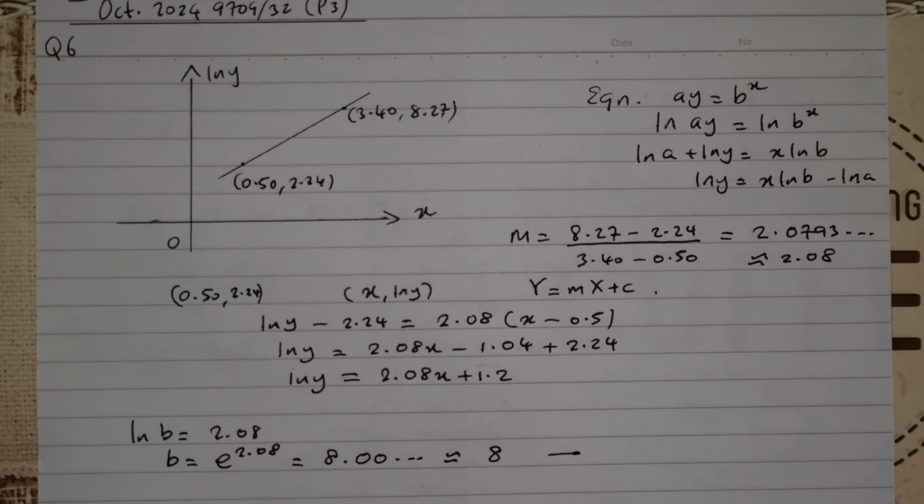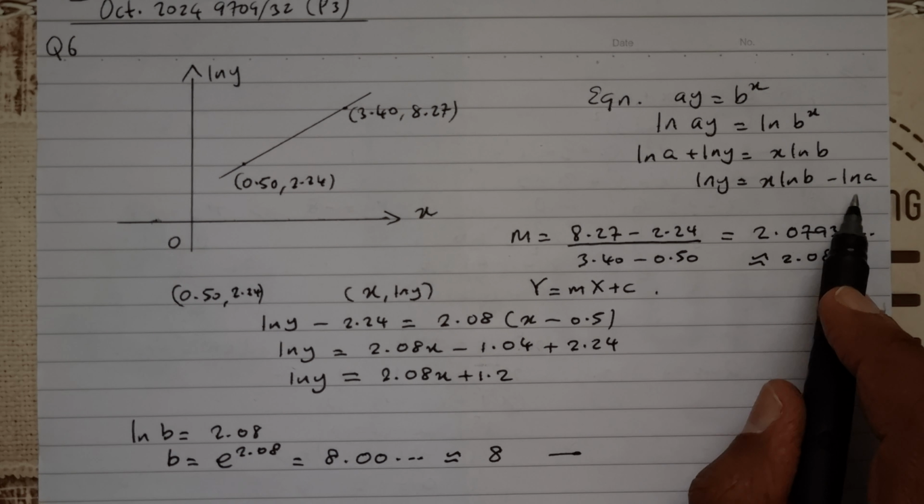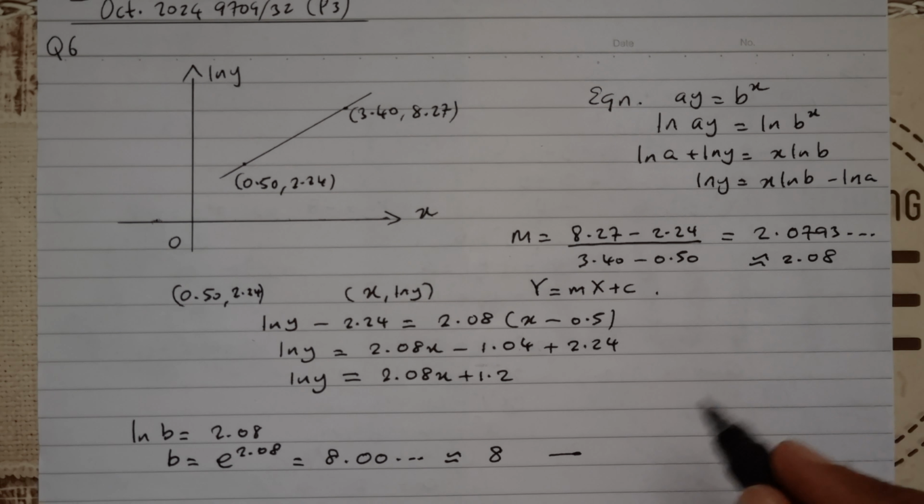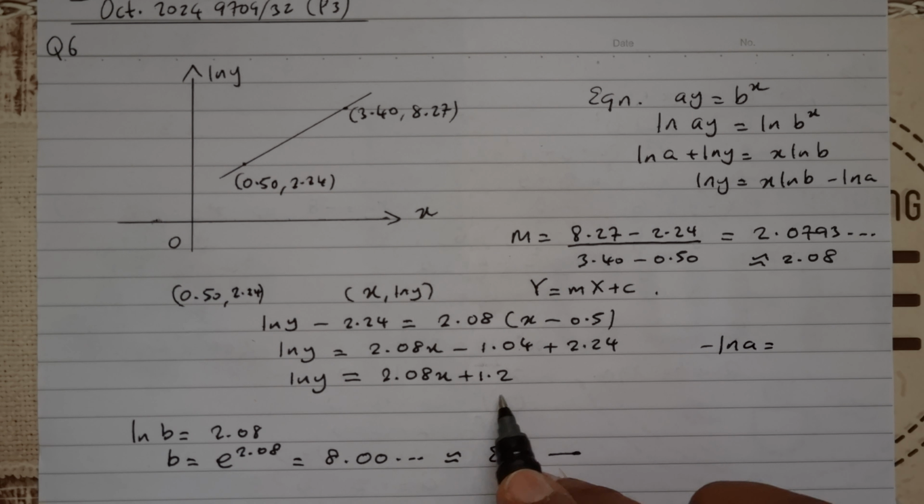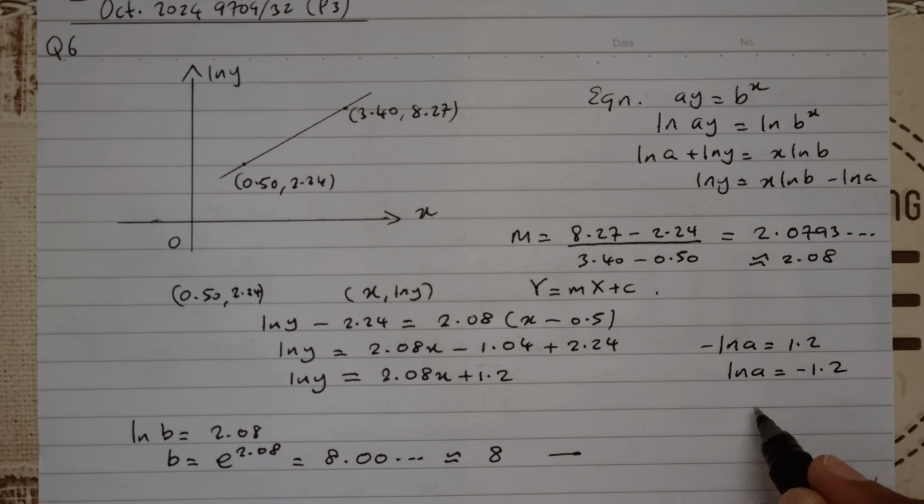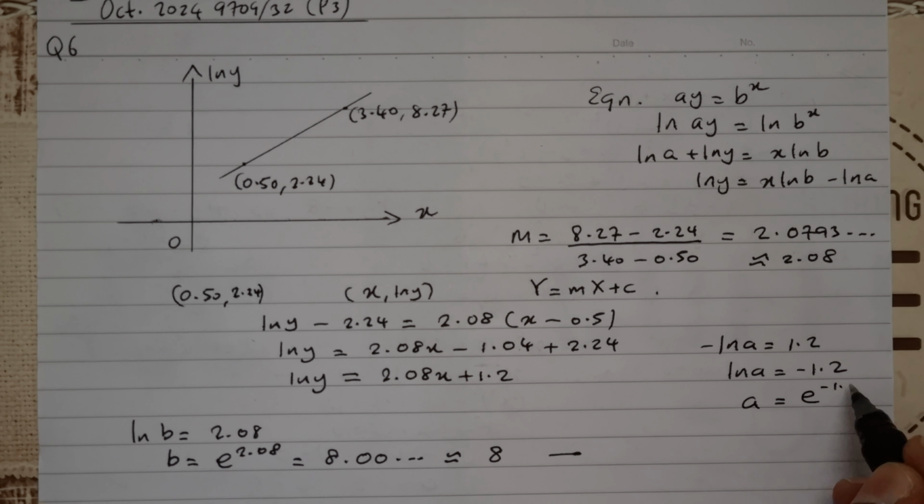And now from here, we can also find the value of a. So we've got minus ln a is equal to 1.2. So what we're saying then is that minus ln a is equal to 1.2, and therefore ln a is equal to negative 1.2, and so a is equal to e to the minus 1.2. And of course, if you put this into your calculator, you'll get 0.30119 and so on. And to one significant figure, can I say it's 0.3? I think that's fine. So take care.